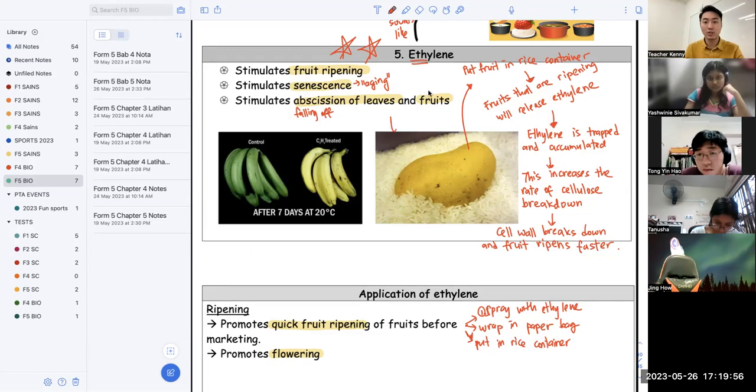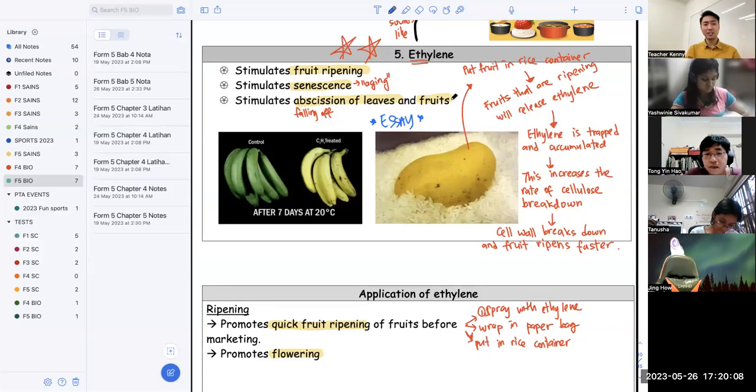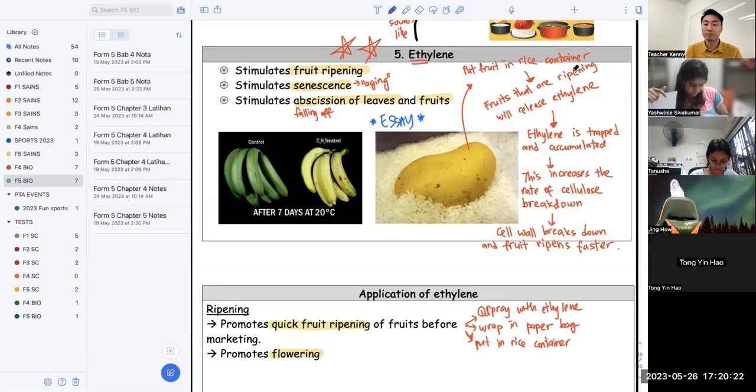This would be the essay title. Some students say, teacher, what words should I write? Form 4 students: I study so much already, but I just don't know what to write in the exam. I understand everything, but sometimes the teacher wants the keywords. That's why in my class I give you all the keywords, so you know what words to write. Release ethylene, trapped, accumulated must have, rate of cellulose breakdown. So rate of cell wall breakdown is faster, fruits ripen faster. Must put all this.